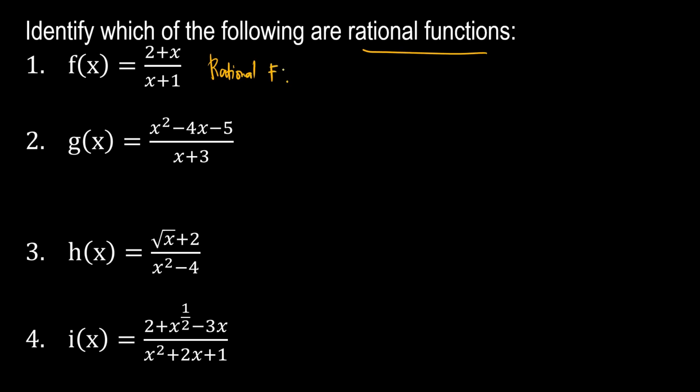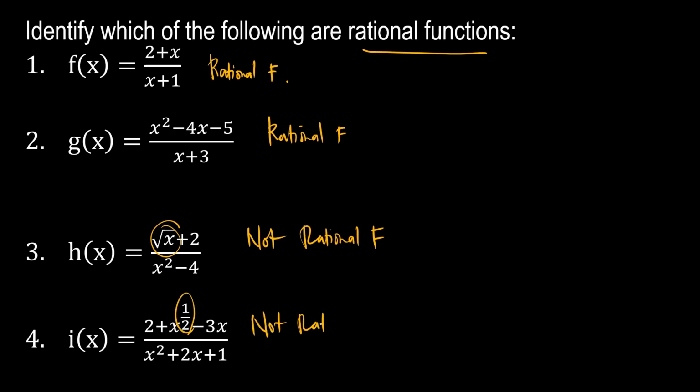Okay. The second one is also a rational function. This is a combination of trinomial and binomial. The third one, we have h of x is equal to the square root of x plus 2 all over x squared minus 4. Since it has a square root, therefore it is not a rational function. Last, number 4. As you can see here, class, the exponent is in fraction form. So therefore, it is not a rational function.